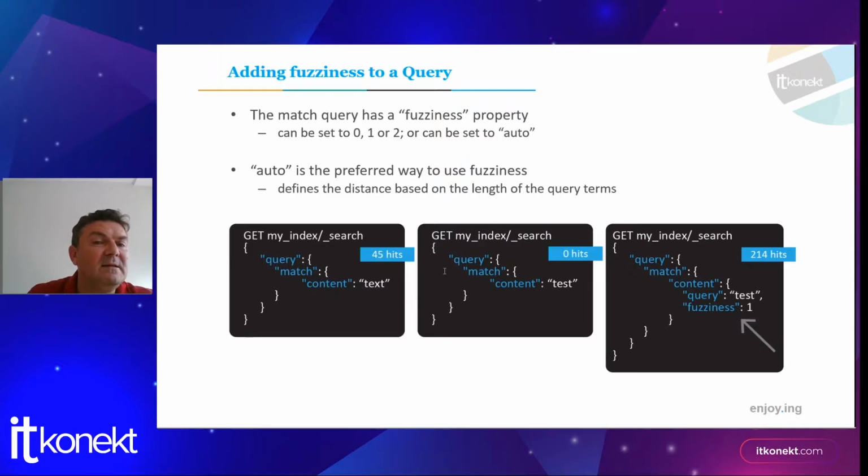As I mentioned, auto is the preferred way to use fuzziness. It defines the distance based on the length of the query terms. When I say distance, I mean level of fuzziness. How does auto work? If the length of the query term is 0, 1, or 2, the maximum level of fuzziness will be 0. In other words, only terms with exact matches will be returned. If the length of the term is 3, 4, or 5, the maximum distance allowed will be 1. And if the length of the term is greater than 5, the maximum value of fuzziness level will be 2.